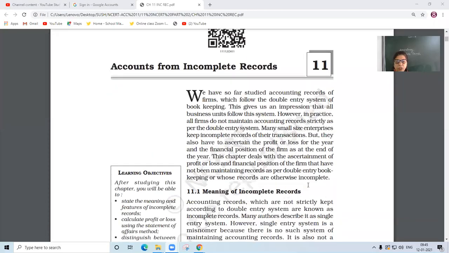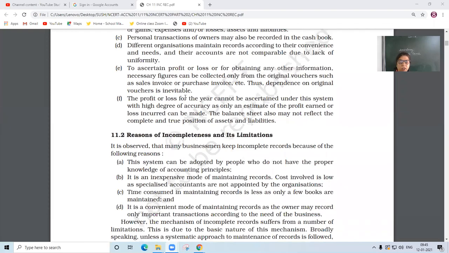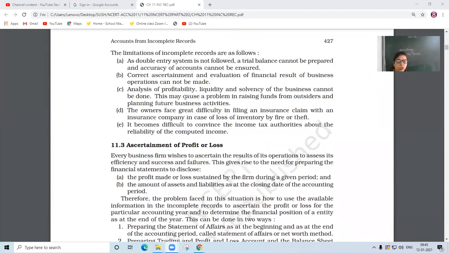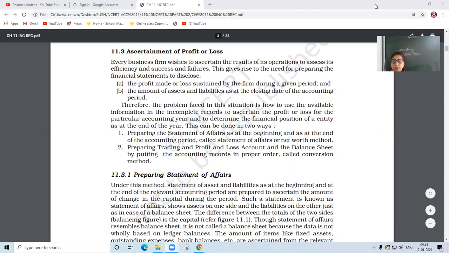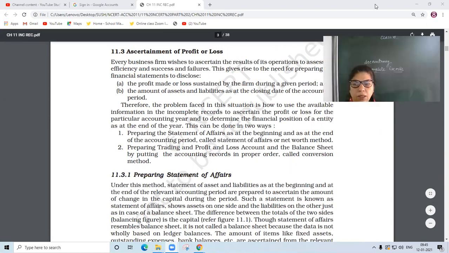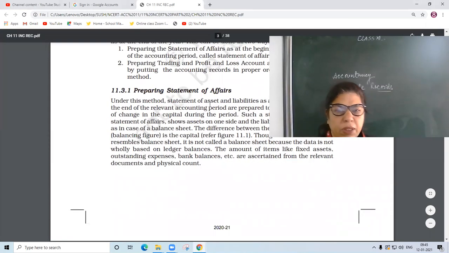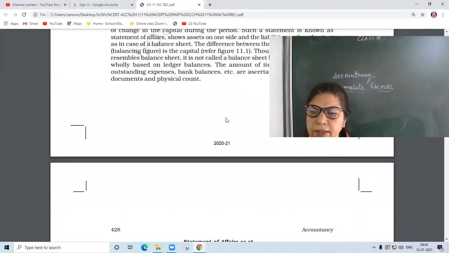See, this is the chapter given in the NCERT, that is meaning, features. It is an unsystematic way, only cash transactions to be focused. It is less time consuming and only those businessmen who are not paying taxes can use it. Then that will be useful for them, so that they prepare a statement of affairs. First, the statement of affairs is like a balance sheet. One side is for assets, another side is for liabilities, and the difference will be treated as capital.